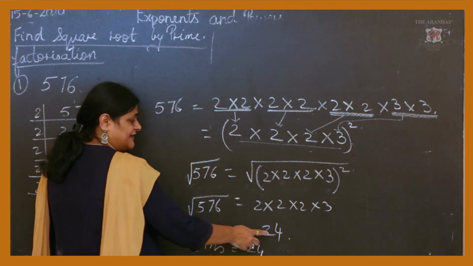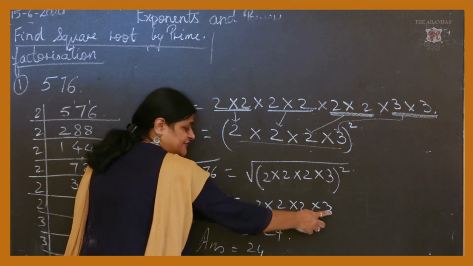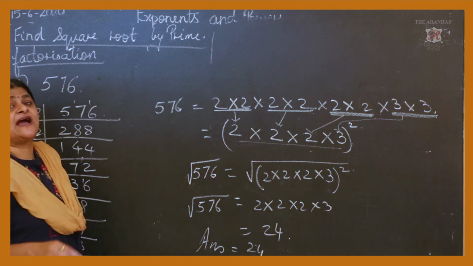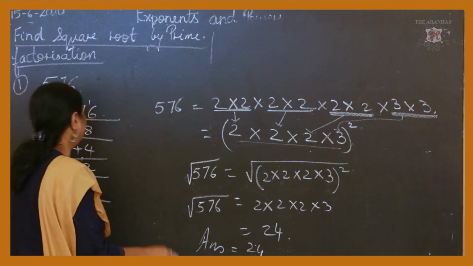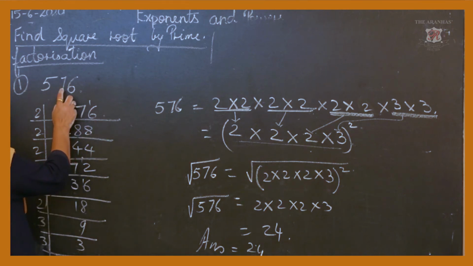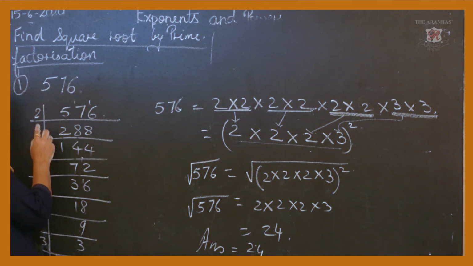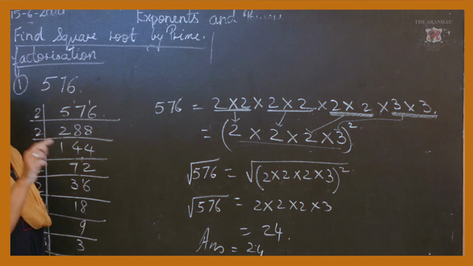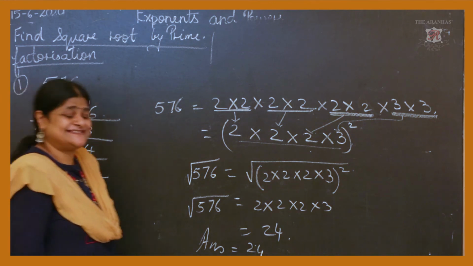So the answer will give you 2 twos are 4, 4 twos are 8, 8 threes are 24. So your answer is what? 24. So you have found out the square root by prime factorization. So root of 576 is nothing else but 24.